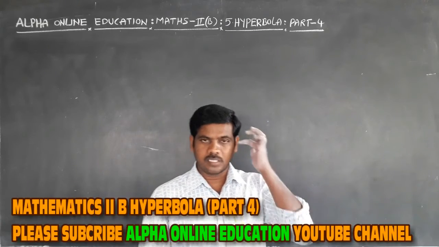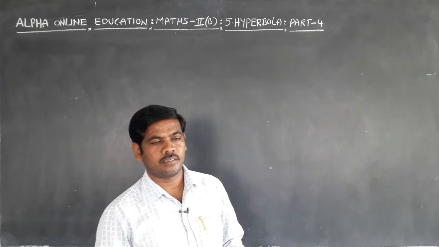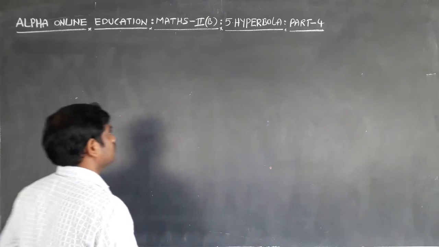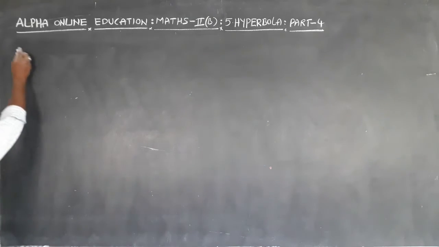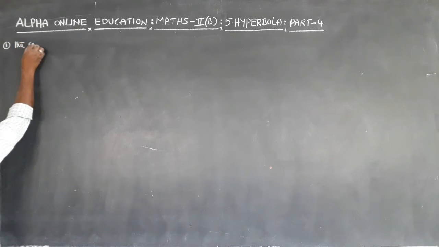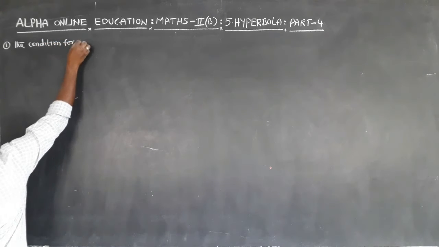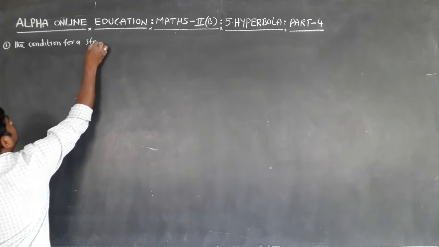Some formulas in Mathematics 2B, fifth chapter, hyperbola. Today we discuss some formulas. First one is the condition for a straight line.